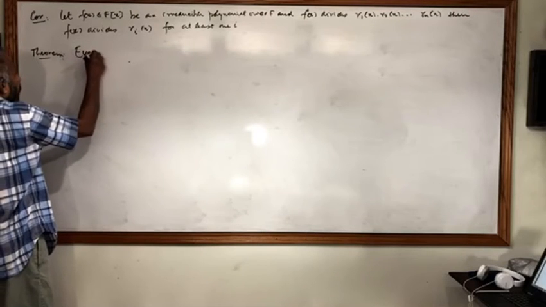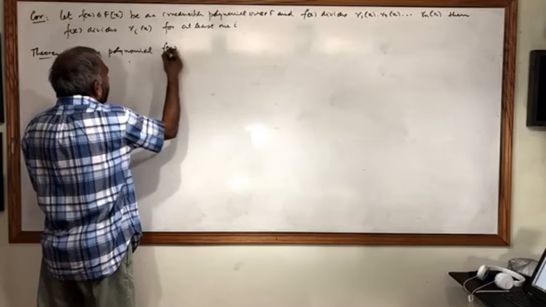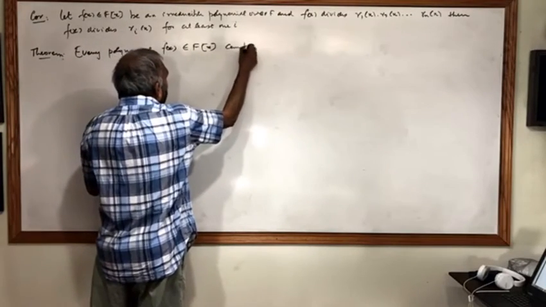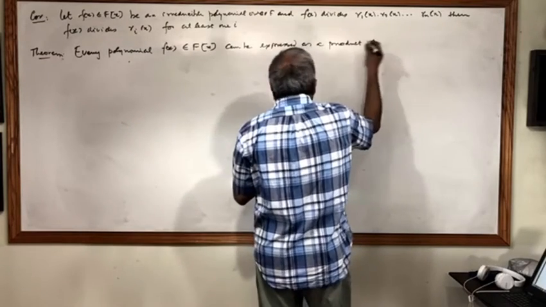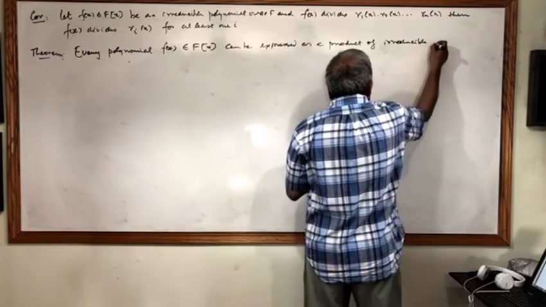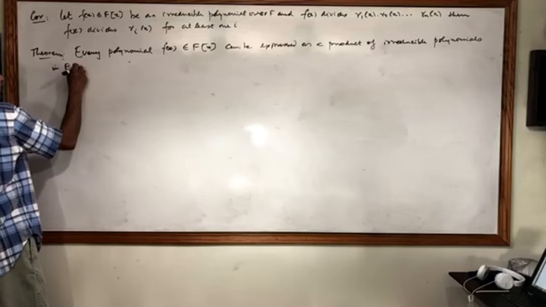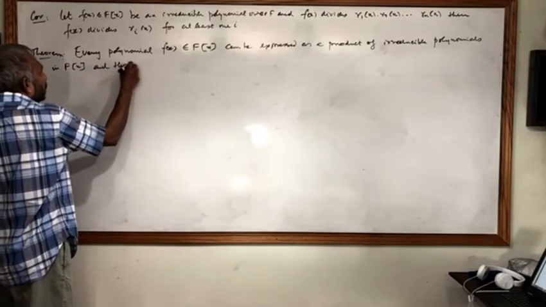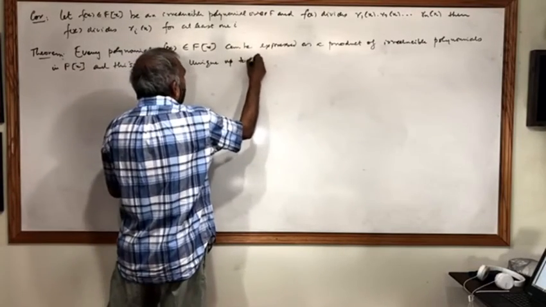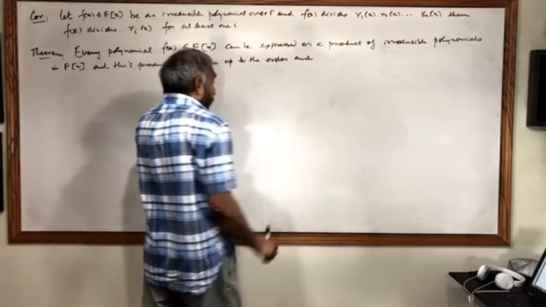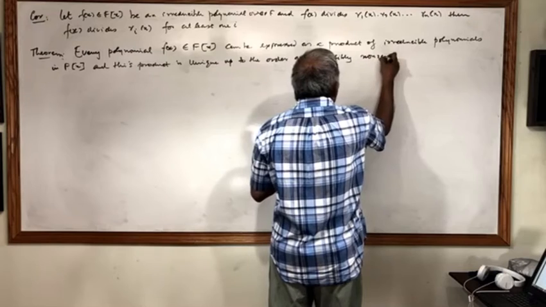Every polynomial f of x in F[x] can be expressed as a product of irreducible polynomials in F[x], and this product is unique up to the order and possibly non-zero constants.